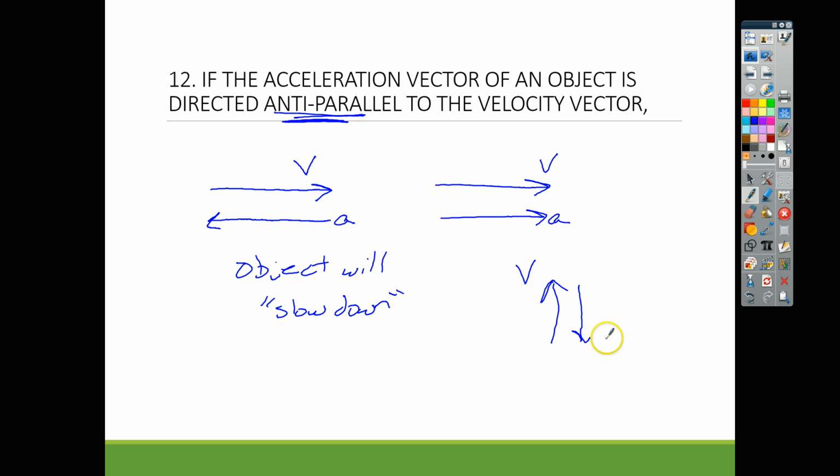That would happen no matter which way your two vectors are oriented at first. So if this is velocity and this is acceleration, then this thing would slow down on the way up. If we did this, it would slow down on the way down. So this is velocity and acceleration. So if they're opposite each other, just know that that object will be slowing down.